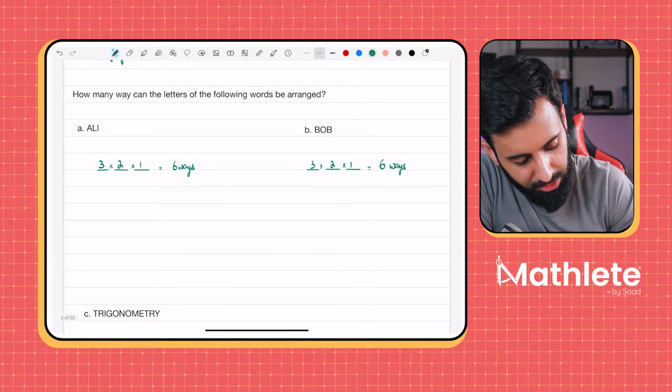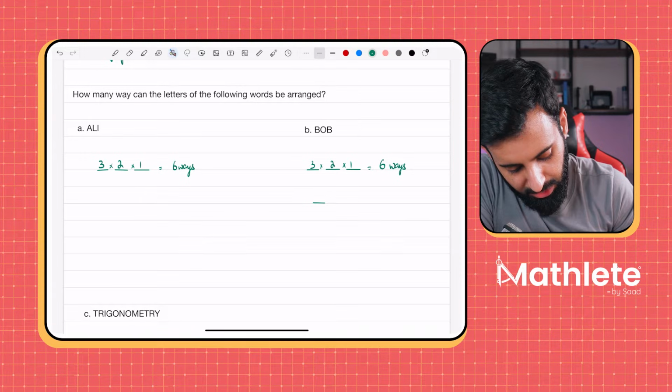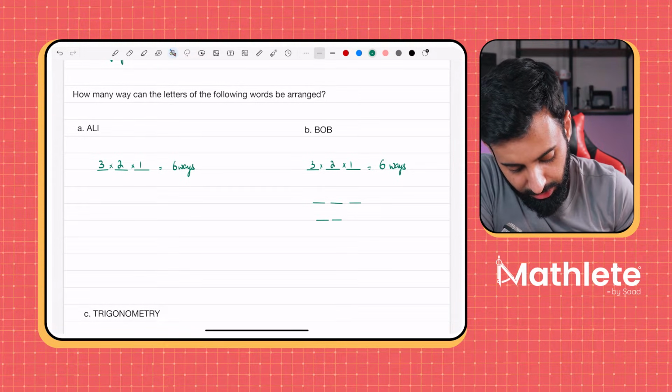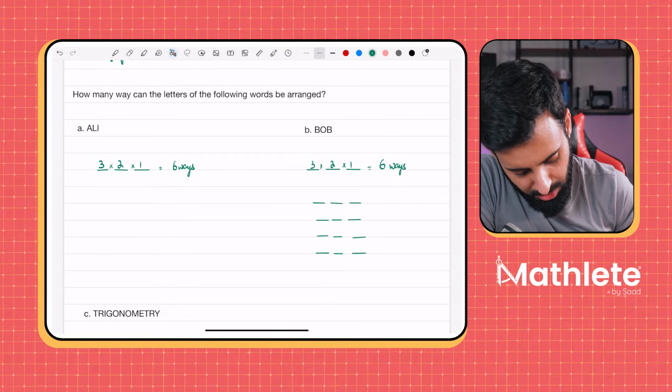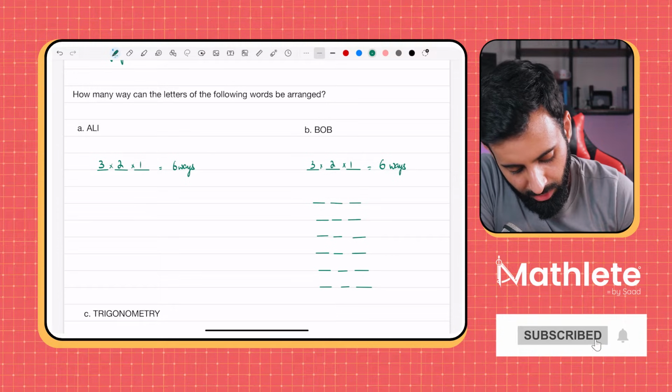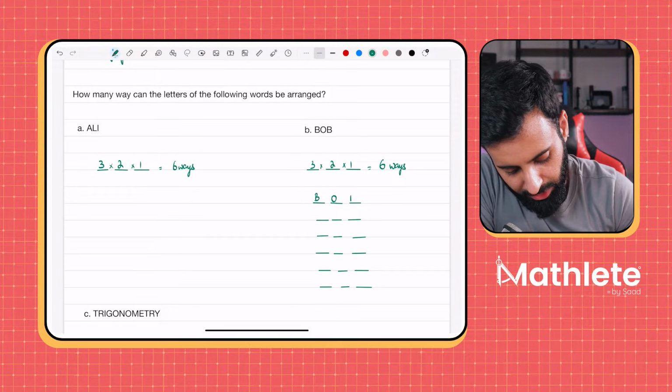So I want you to pay close attention. I'm going to make 3 blanks 6 times. 1, 2, 3, 1, 2, 3, 1, 2, 3. Okay, now let's start with the one arrangement that we can see already.